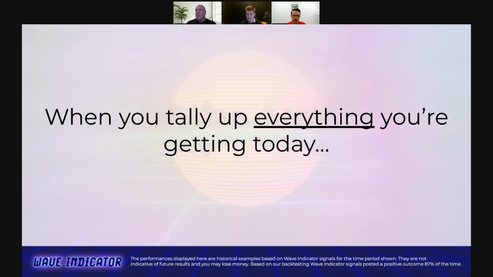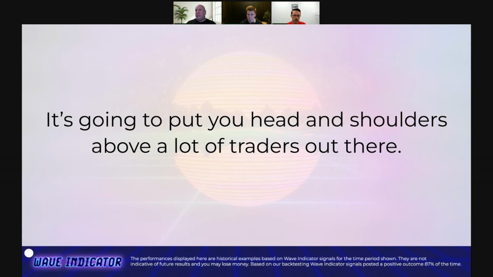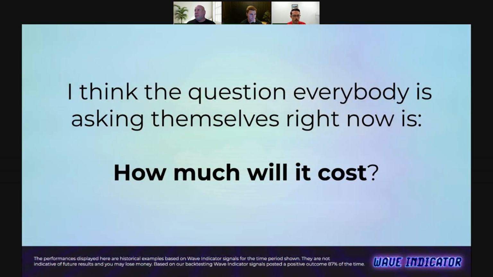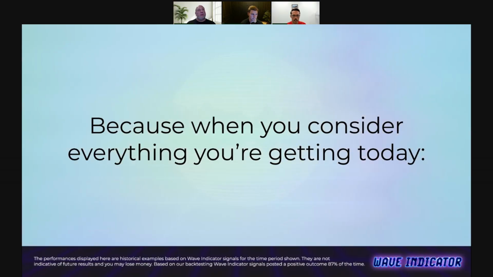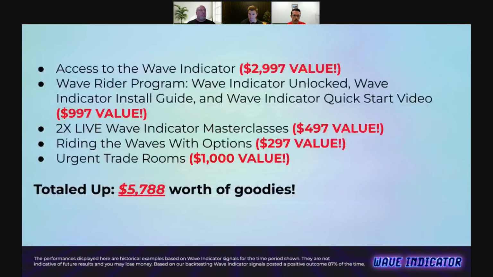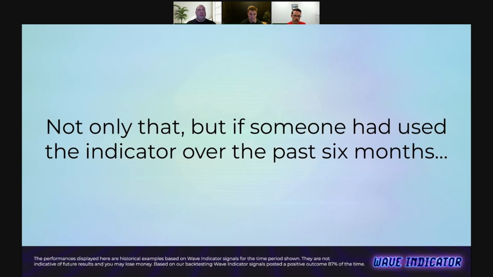So when you tally up everything you get today, it's going to put you head and shoulders above a lot of traders out there. But the question you're probably asking is, how much will this thing cost? Well, when you consider what you're getting, access to the Wave Indicator, right? $2,997 value. You're getting the Wave Rider program. You're getting the live Wave Indicator masterclasses, riding the waves with options, plus the urgent trade rooms. You total up, that's $5,788 worth of goodies.